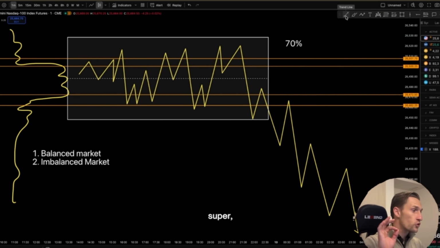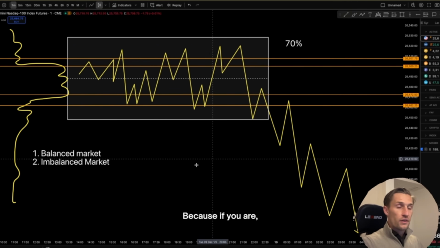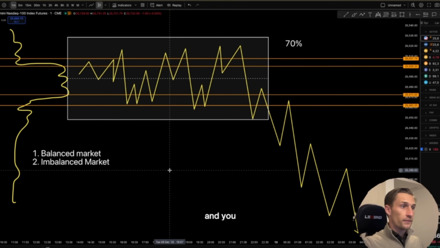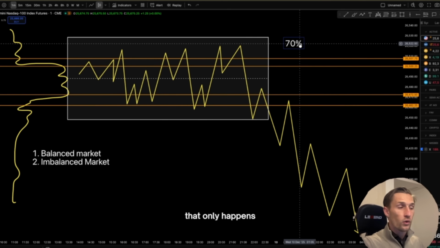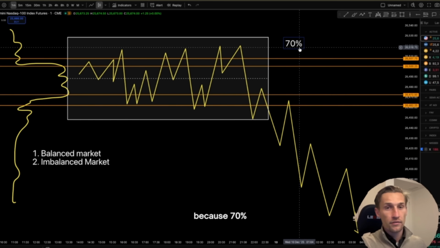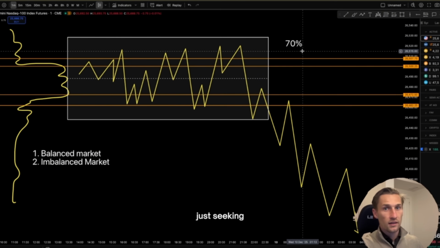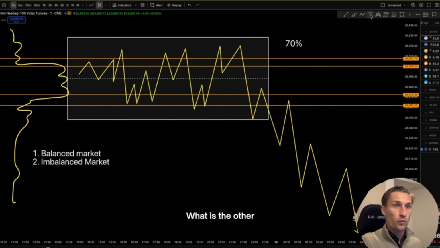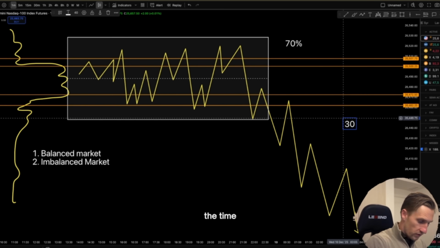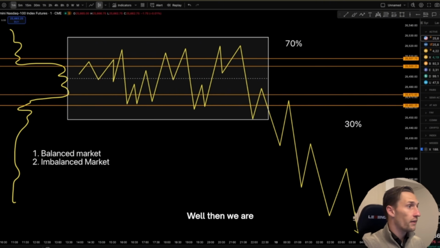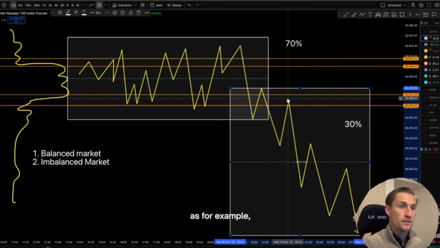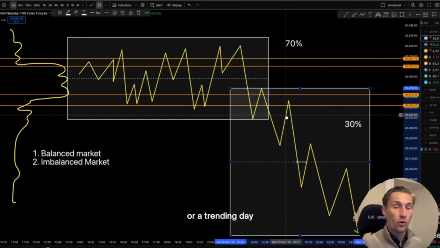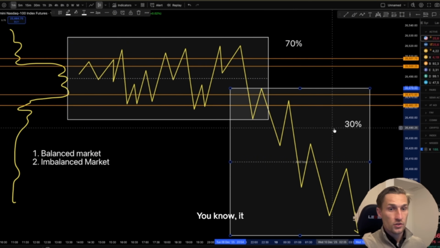So this is super important to understand and to remember, because if you are a breakout trader and you are constantly looking for a breakout, well, that only happens 30% of the time, because 70% of the time the price is just seeking fair value, and that is balance. So what is the other 30% of the time happening in the market? Well, then we are in an imbalanced condition, and that we know as for example, a breakout or a trending day. Doesn't happen too much, you know it yourself.